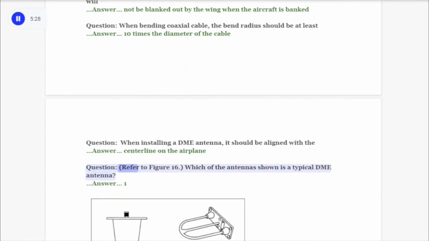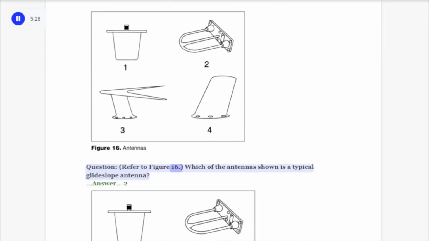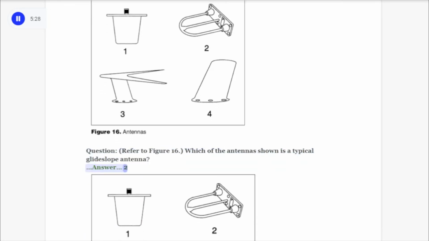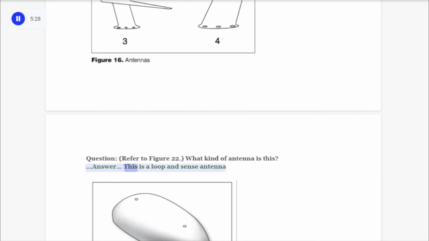Question: refer to Figure 16. Which of the antennas shown is a typical DME antenna? Answer: 1. Question: refer to Figure 16. Which of the antennas shown is a typical glide slope antenna? Answer: 2. Question: refer to Figure 22. What kind of antenna is this? Answer: this is a loop and sense antenna.